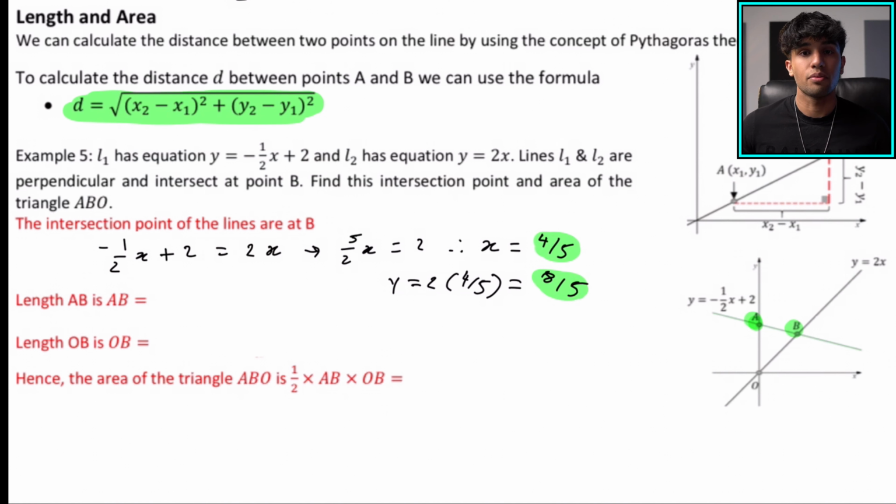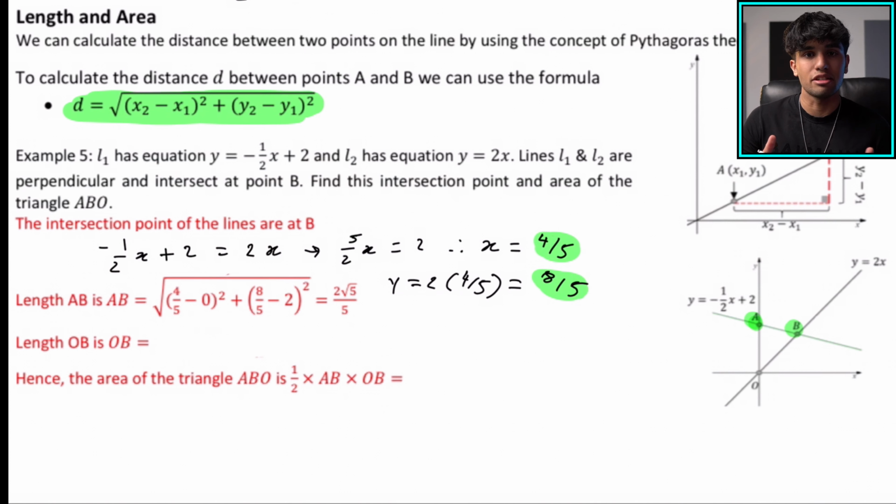Our first step from here is to now find the length of the sides of our triangle, which we can use our new formula. Starting first with side AB, you can see I've plugged in the coordinates of B and A into our formula. Then you just plug that into your calculator, and that'll give you an answer of 2√5/5. Let's now do the same thing for length OB, and again for this I've plugged in point B and the origin, which is just 0, 0.